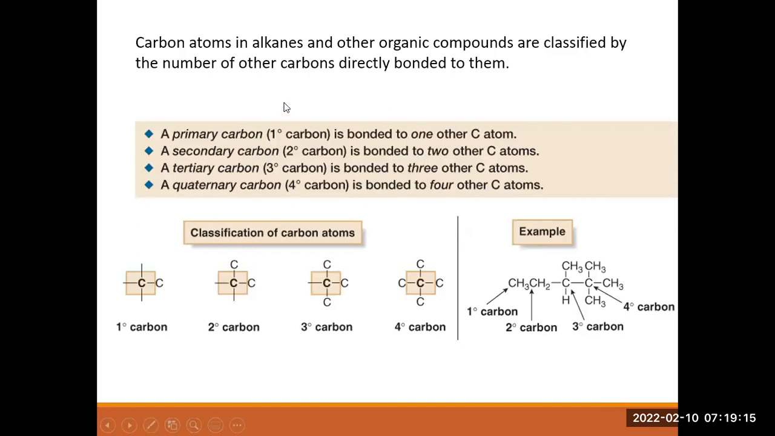Carbon atoms in alkanes and other organic compounds are classified by the number of other carbons directly bonded to them. For example, a primary carbon is bonded to one other C atom. A secondary carbon is bonded to 2 other C atoms. A tertiary carbon is bonded to 3 other C atoms, and a quaternary carbon is bonded to 4 other C atoms. So this is a primary carbon. This is a secondary carbon, a tertiary carbon, a quaternary carbon.